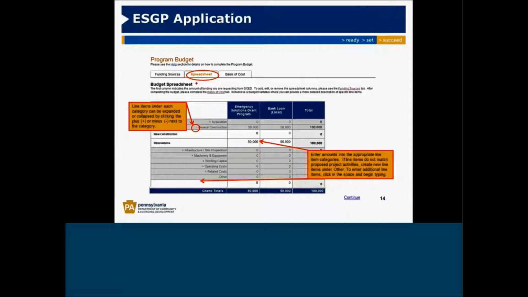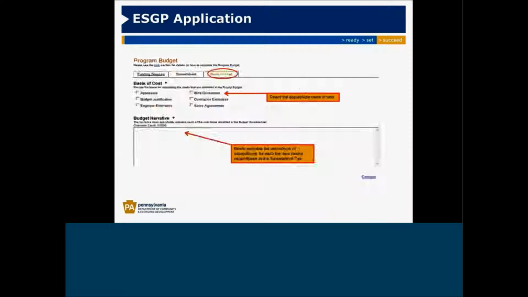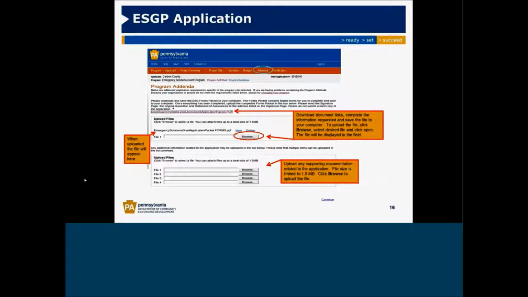So you have several categories, several activities that you can apply for, and they would be street outreach, emergency shelter, rapid rehousing, homelessness prevention, HMIS, and administration. Those are the only categories that would appear in the Other box. And then you want to enter the amount that you're requesting next to that.